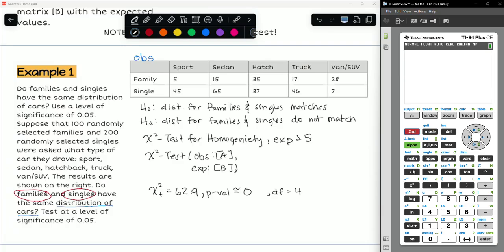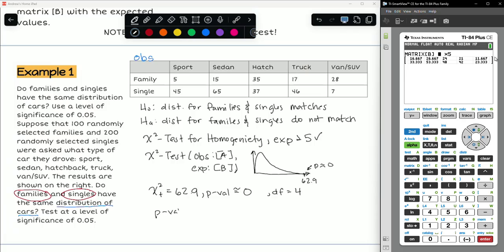Let's go ahead and check our expected matrix. So that's matrix B. And I can see that I think the smallest value is 11. So we've definitely cleared that bar of our expected values being 5 or bigger. I'm going to go ahead and draw my curve. So I'm way out here in the tail, 62.9, and I can see that my p-value is approximately 0.